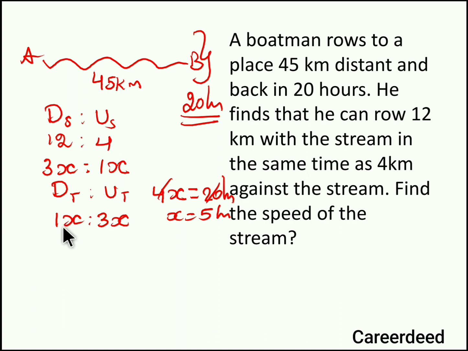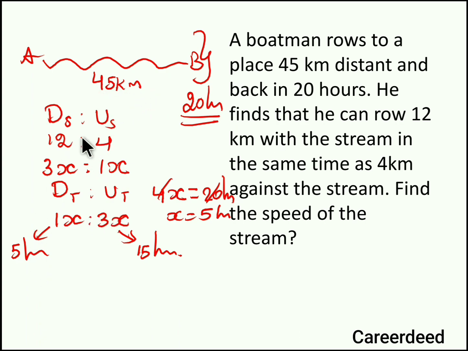So downstream time is 1 part, so it's 5 hours. So in 5 hours, the boatman will travel the distance 45 km. In upstream again it's 45 km, but here he will consume 3 into 5, 15 hours. Now with this you can easily find speed of the boat in downstream as well as in upstream. Here the total distance is 45 km.